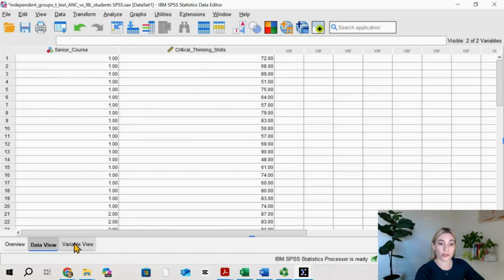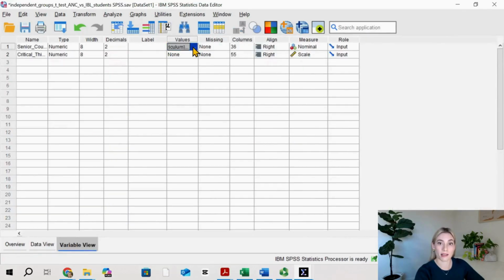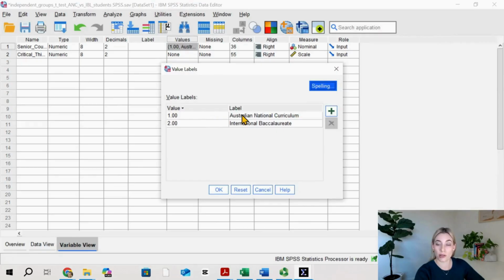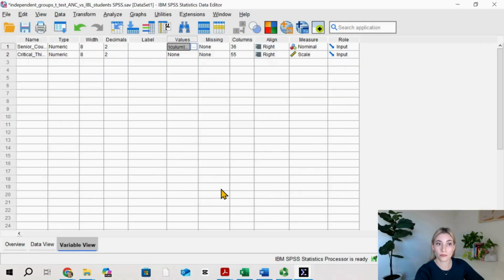If we toggle over to variable view, we can see that senior course has two levels, so students can either be in the Australian national curriculum program or be in the international baccalaureate program. This is a nominal or categorical variable, and our critical thinking scores was a test that the students took, and this is a scale variable.